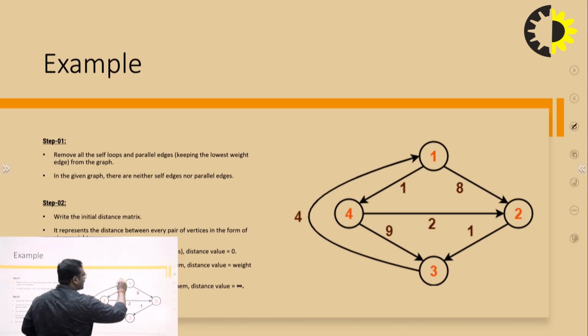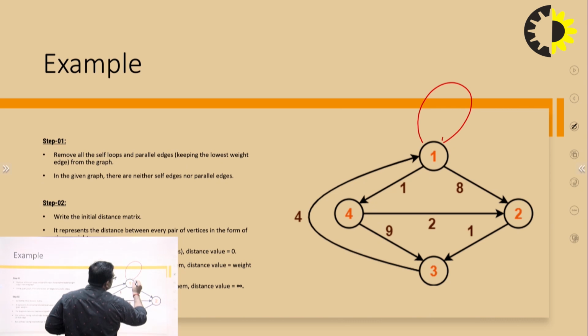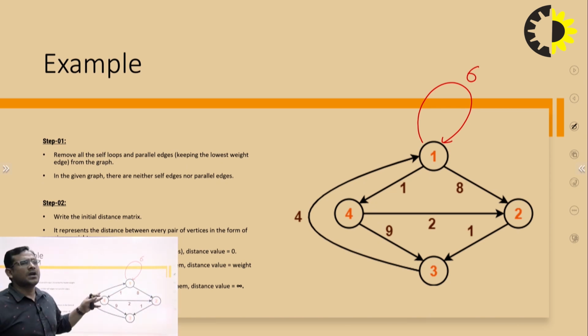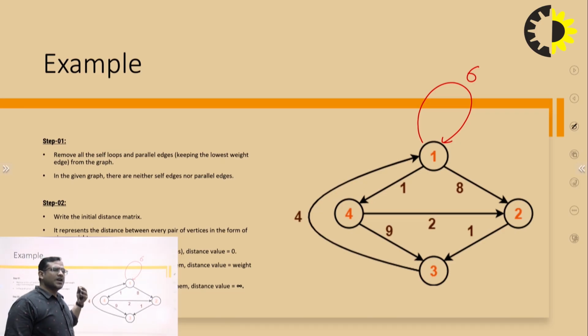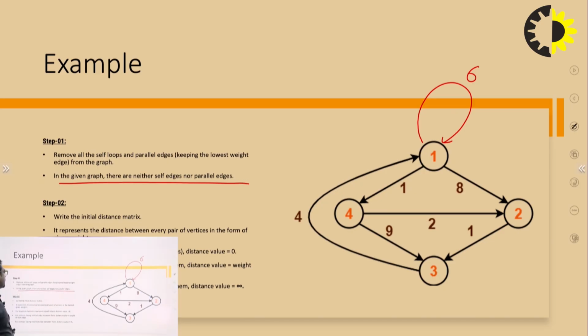Suppose I can write here, suppose this one is a 6, so this is wrong. We have to write 0 here. So if there is any self loop, you have to remove them. Okay, and I have already written that there is neither a self edge nor parallel edges here. So the first step is this one.